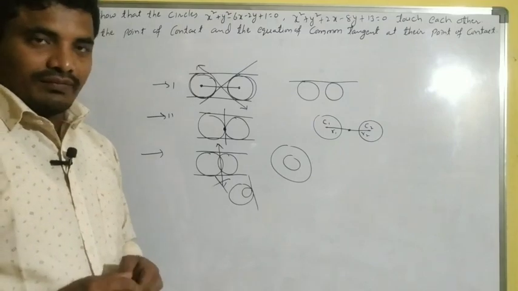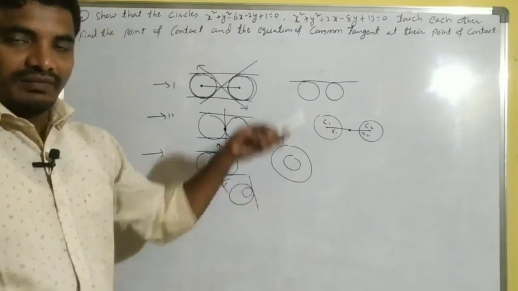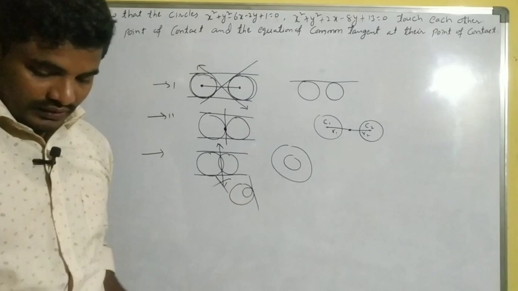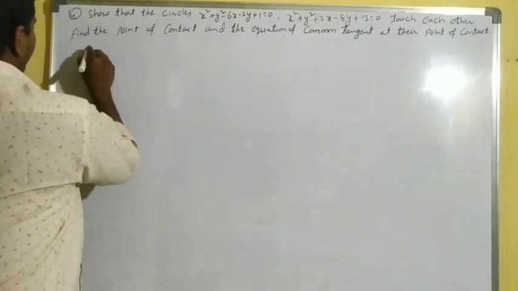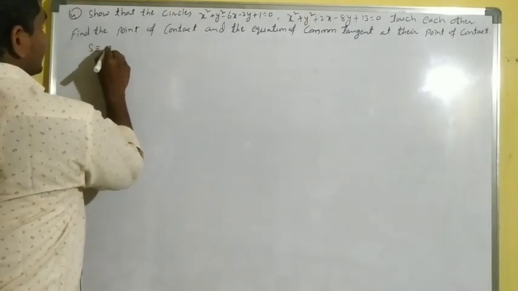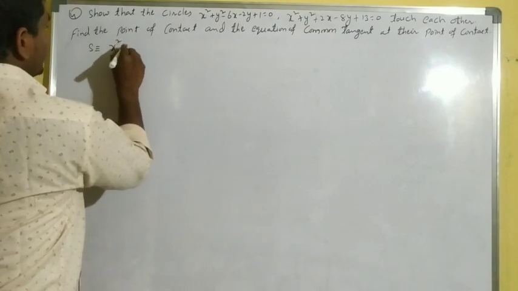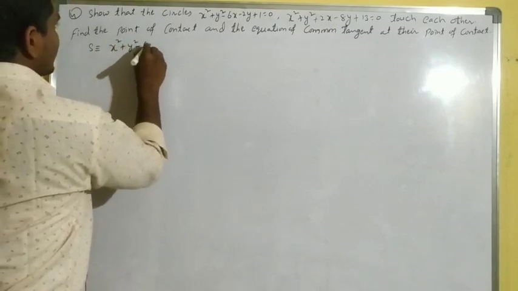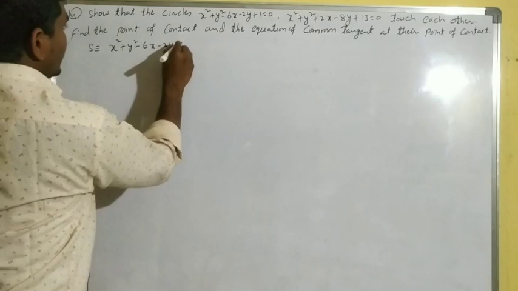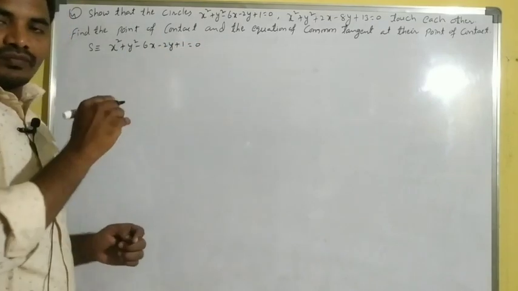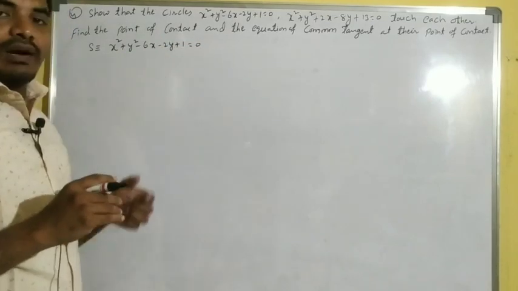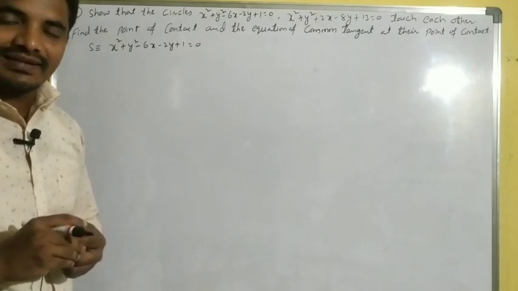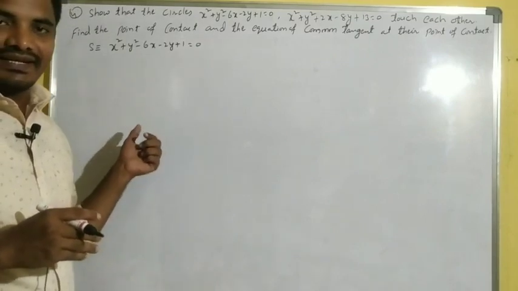Okay, let's see what type of figure we will get with this question. S equals x square plus y square minus 6x minus 2y plus 1 equals 0. For this we have to find its center and its radius.